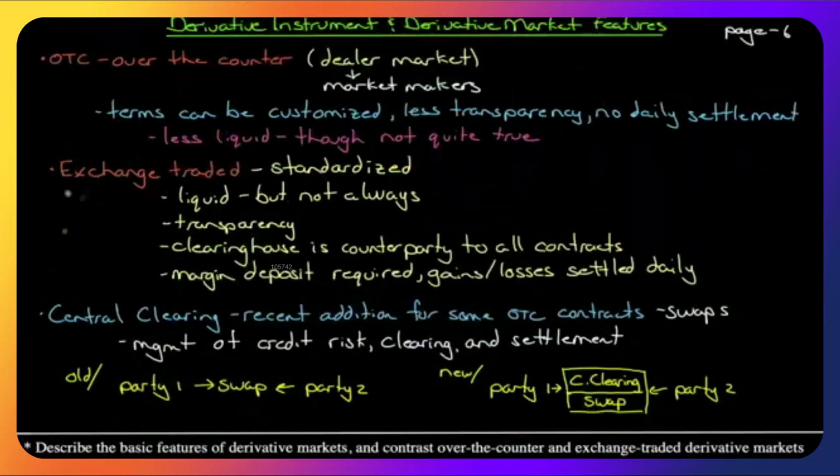Next learning objective, we can get it done all on one screen too. Describe the basic features of derivative markets and contrast over-the-counter and exchange-traded derivative markets. So let's start with over-the-counter, shortened to OTC. This is a dealer market, and dealers are called market makers.